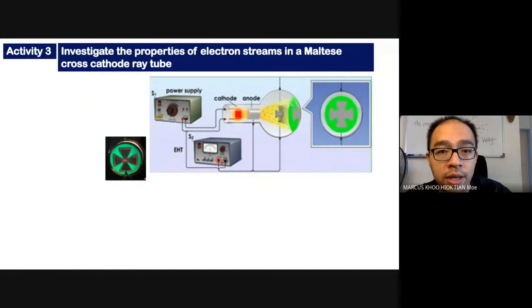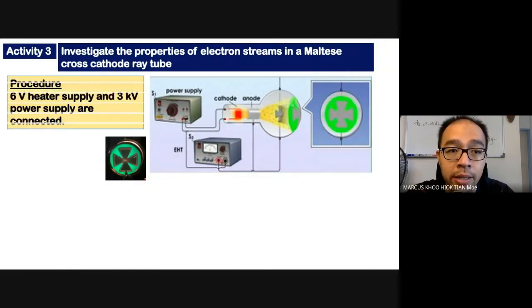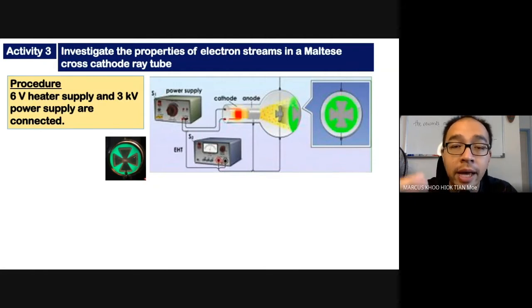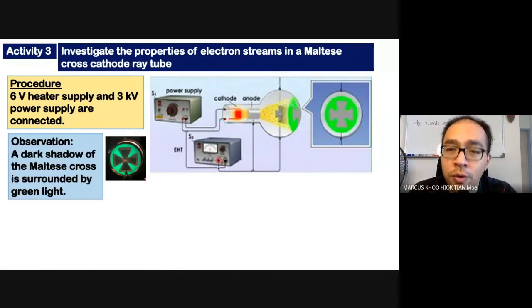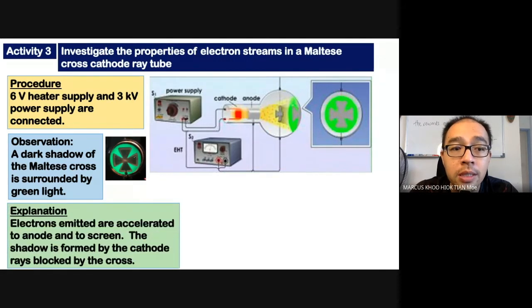Now, what if we turn on S2? So now you have S1 and S2. Turn on. So there's a 6 volt and a 3 kilovolt power supply connected. So the electrons are now going to be accelerated. And what we find is the same dark shadow, but it is now surrounded by a green light.